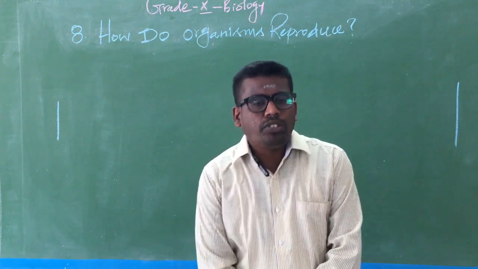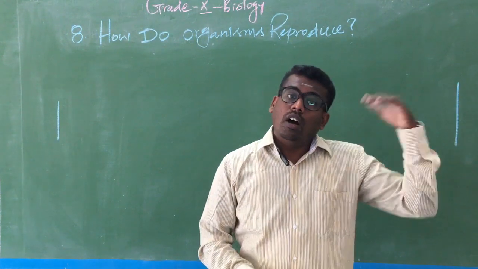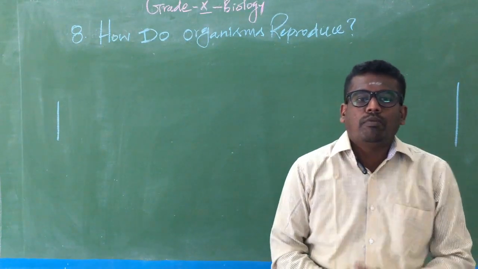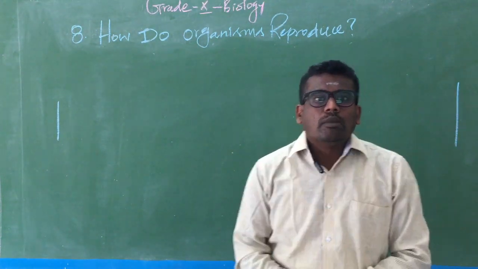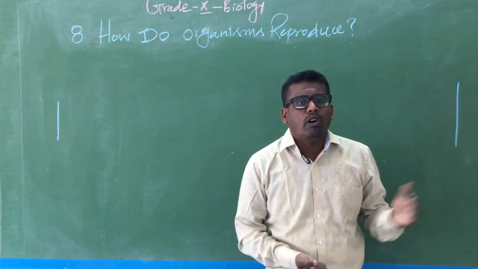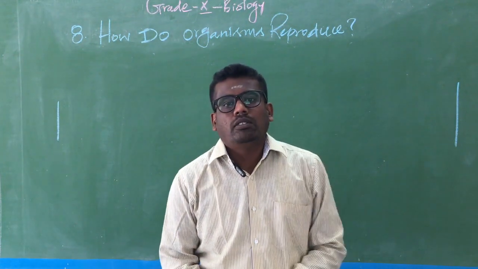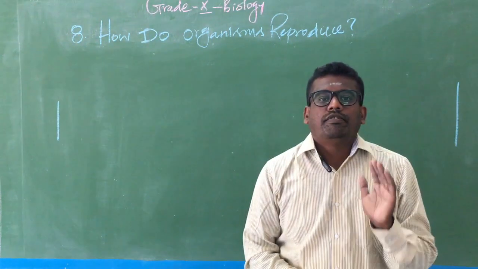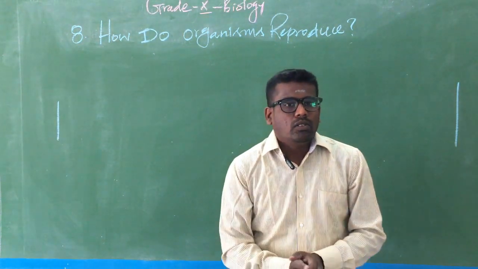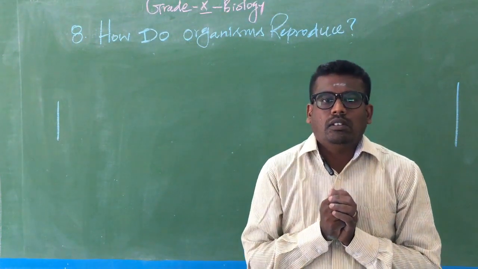Now we are going to see how fertilization occurs, and how fruits and seeds form. I want to remind you of pollination. What is meant by pollination? Transfer of pollen grains from anther to stigma. After transfer of pollen grains, what happens? What processes will occur in the plant?